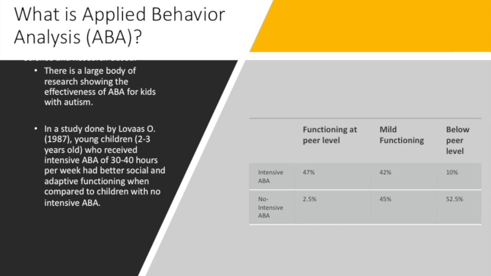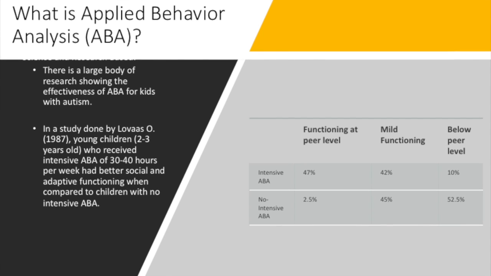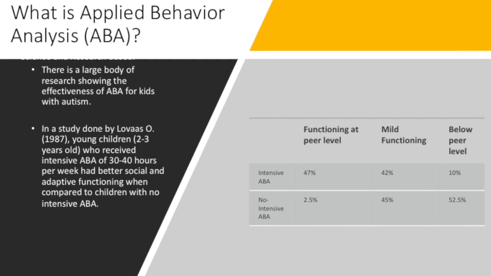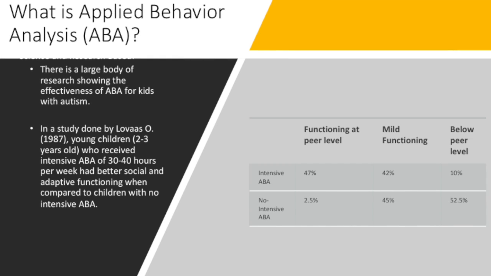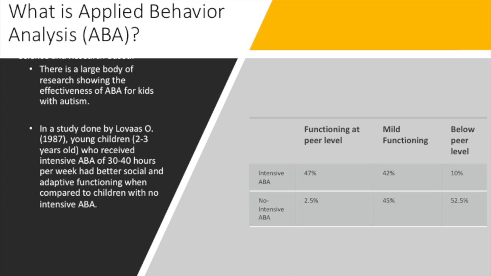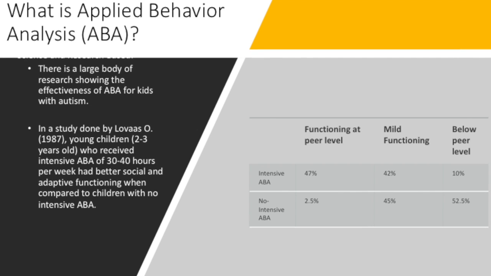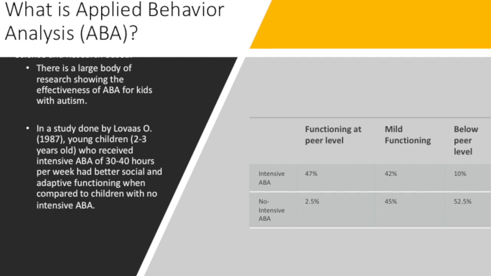Those kids that received no intensive ABA, only 2.5% started functioning at peer level. So only 2.5% of those kids that had no intensive ABA were able to go into general education. And then those kids that received no ABA, about 45% of them did go into mild functioning. So that means that they were able to function in the general education classroom with some help, right? And those that received no ABA, 52.5% of those kids remained below peer level.